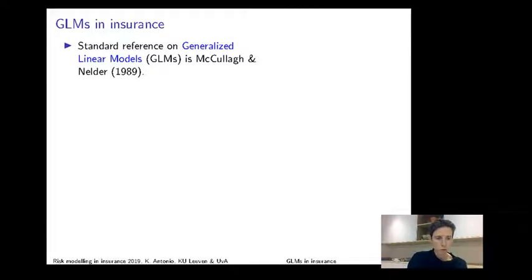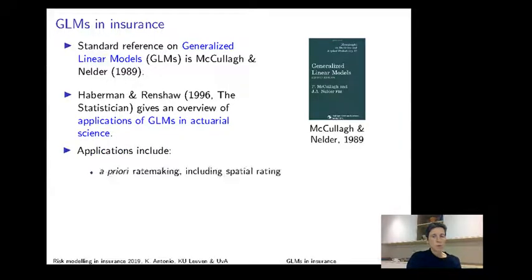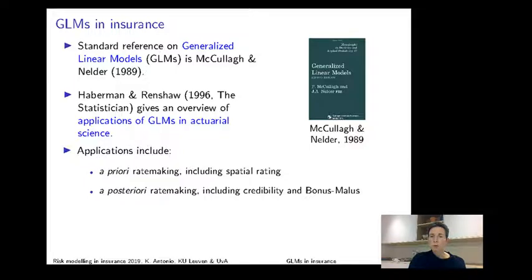A standard reference on GLMs in the statistics literature is the book by McCullagh and Nelder. A nice overview paper is the paper by Haberman and Renshaw from 1996, which sketches various applications of GLMs in actuarial science. These include, among others, rate making with characteristics that can be measured a priori, a posteriori rate making plans, including credibility theory and bonus-malus schemes, loss reserving or claims reserving, and the modeling of mortality data.